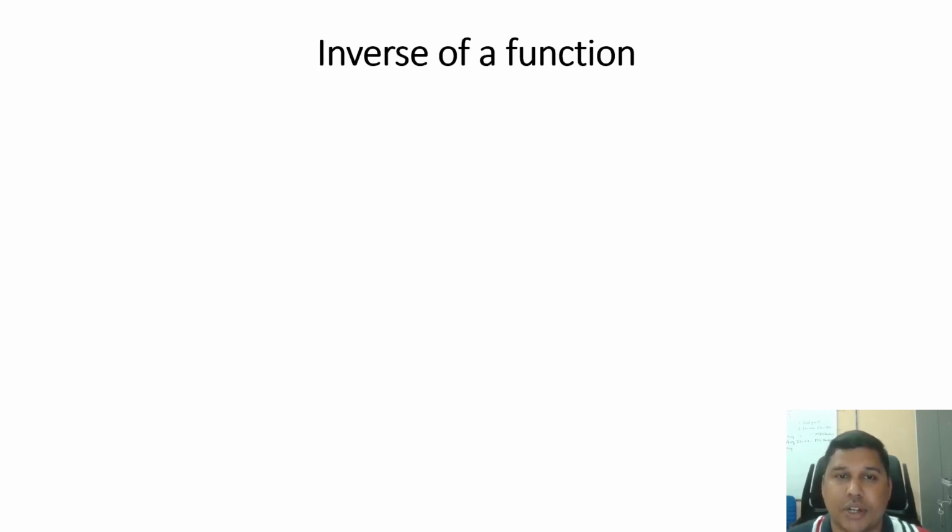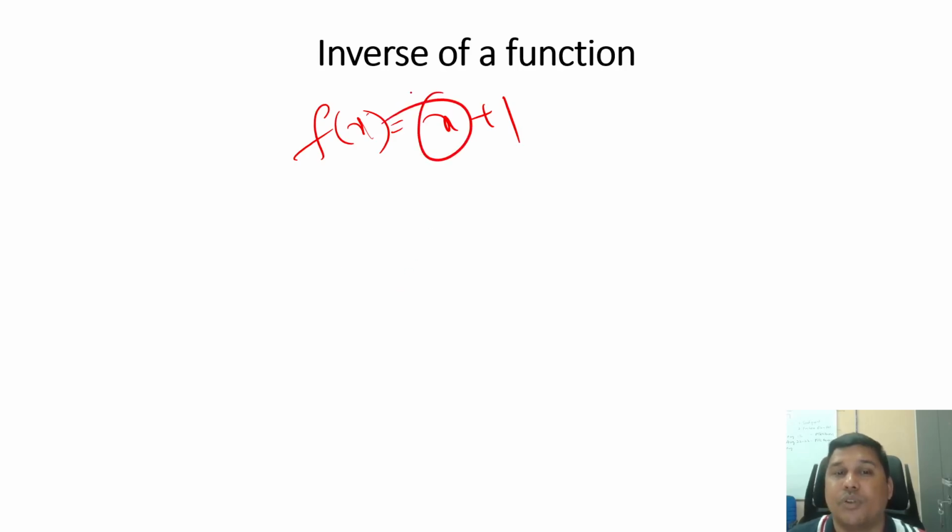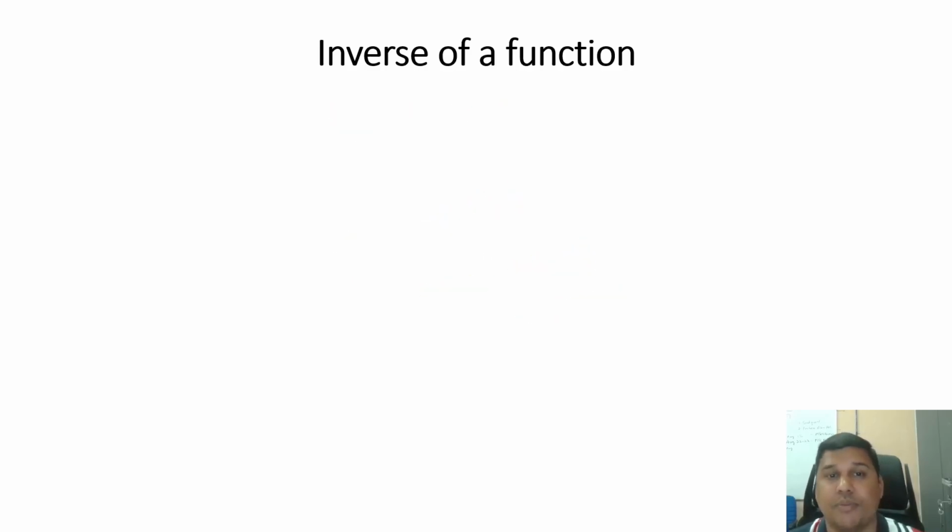Inverse of a function. So what is the inverse of a function? A function f of x is x plus 1, its inverse will be, now you have to find out this x value. So y equal to x plus 1 is the function, the x value will be y minus 1, right? That's what inverse is about.